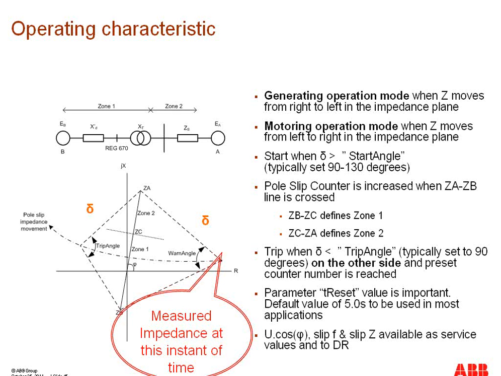All signals will be reset if the direction of movement is reversed or the rotor angle detects reset without a slip being counted. All these values are also available in the fault record of a typical relay.